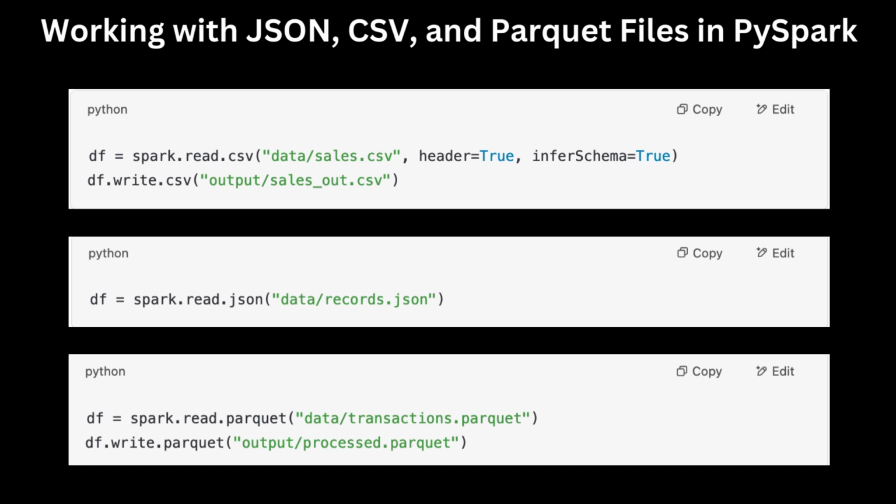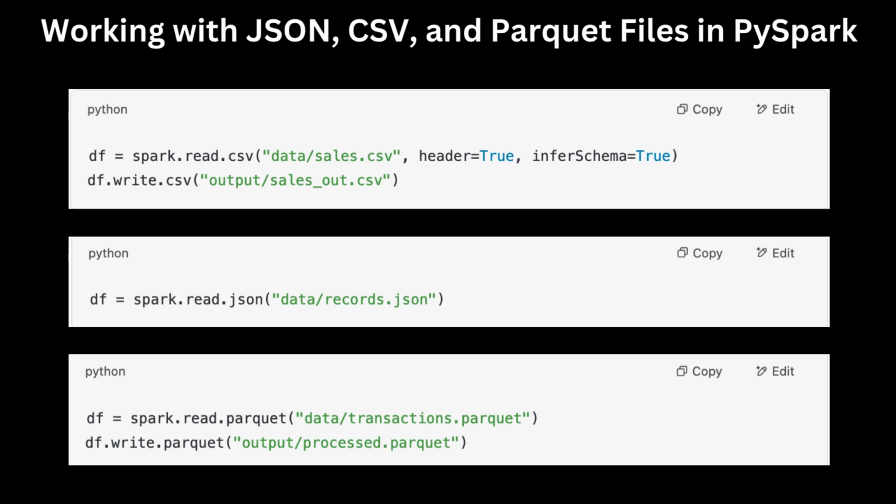In real-world data engineering workflows, you'll often deal with different file formats like CSV, JSON, and Parquet. PySpark makes it incredibly easy to read and write these file types at scale. CSV files are simple and widely used, but they can be inefficient for large-scale processing because they lack metadata and type information. Still, PySpark supports reading and writing CSV with just a few lines. JSON files are semi-structured and great for hierarchical data.